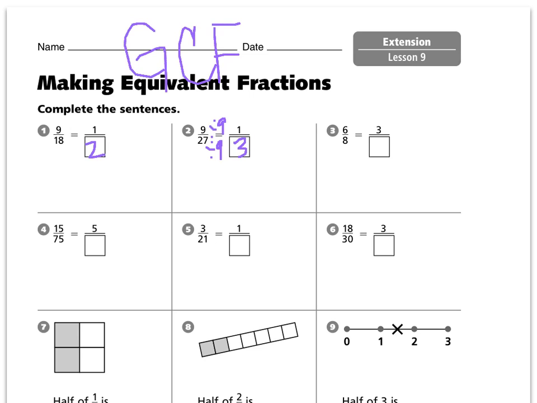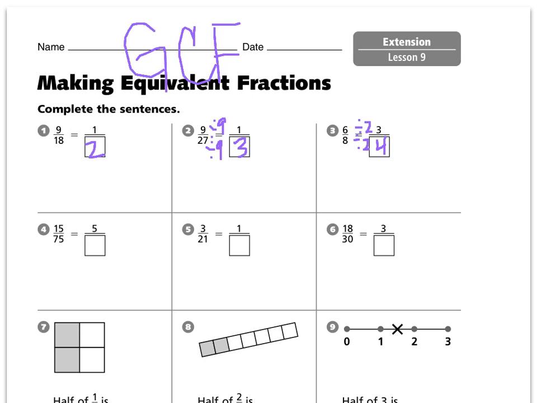The same thing. 6/8 equals 3 what? What did I do to the 6 in order to get 3? And I know that I divided 6 divided by 2 equals 3. And I have 8 divided by 2, because whatever I do to the numerator I have to do to the denominator, which equals 4.